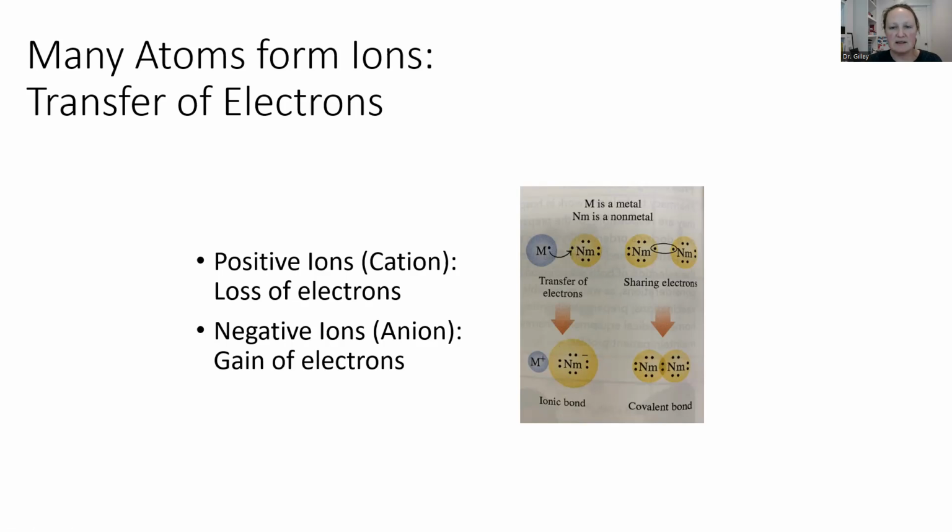So these ions are then attracted to one another through an electrostatic attraction, which basically means an attraction of opposite charges. And that attraction is called an ionic bond.